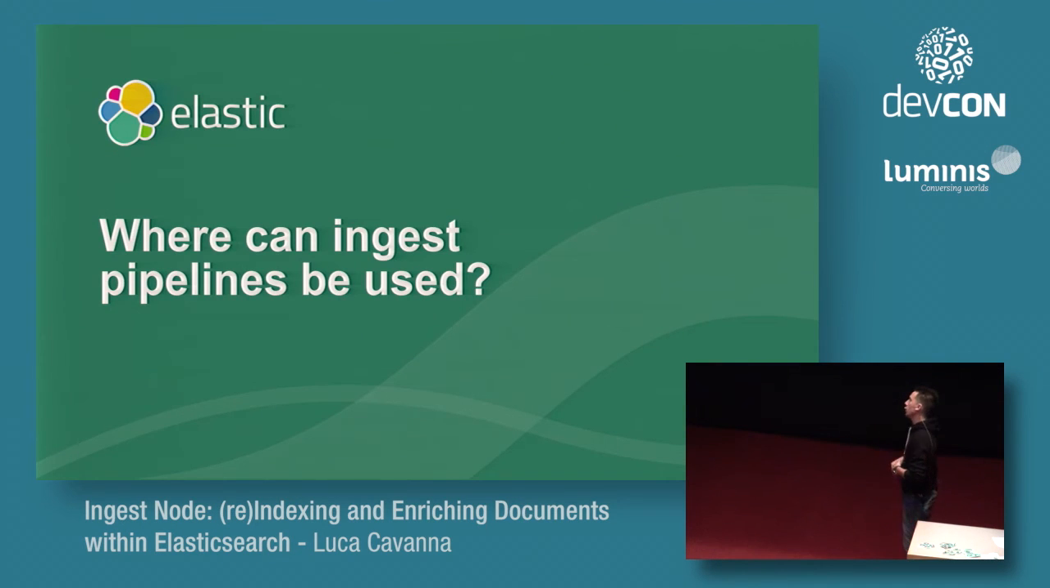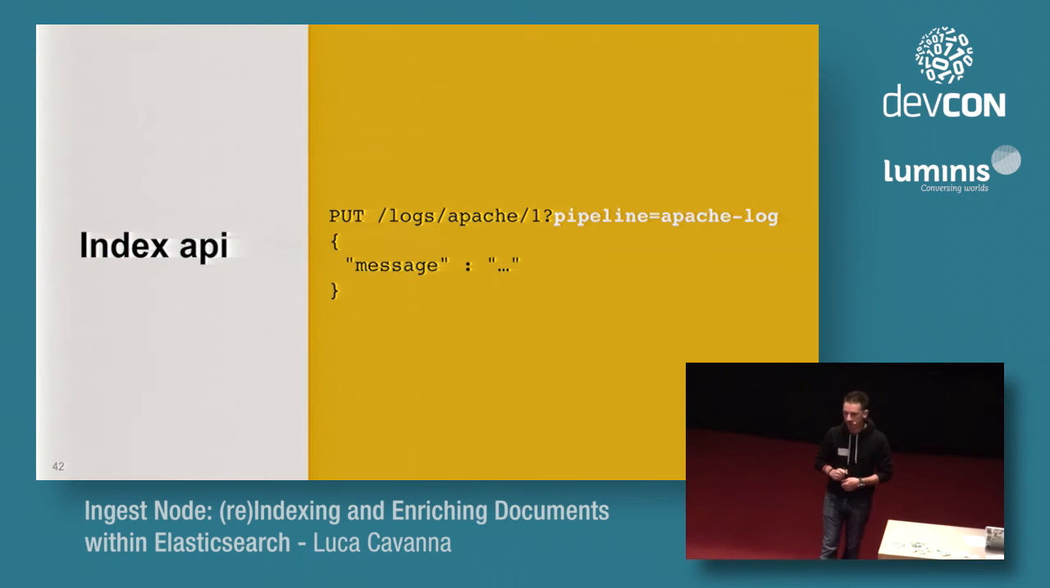Last but not least, we do know now how to use the ingest node. We know that we have to declare a pipeline and we have to provide the pipeline ID, but where can we actually provide this pipeline ID? Where can we make use of this new feature? And I showed you the index API, which is one case. We are indexing a single document, a single message, and we have this pipeline ID.